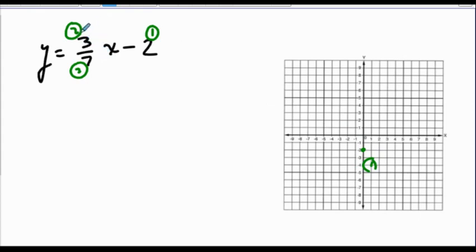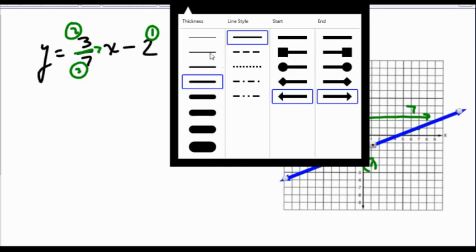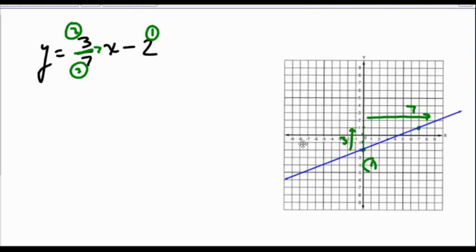Then I'm going to use the second number here, the 3, and I'm going to go up or down, and that's a positive 3. So I'm going to go up 3, 1, 2, 3 from that spot. And then I'm going to go over 7, and I'm always going to go to the right. So I went up 3, and then I go over 7: 1, 2, 3, 4, 5, 6, 7 puts me right there. And then once again, as always, I'm going to graph that line. Let me make it longer. Remember, we don't stop at the dots. Let's make it arrows. There we go. So there is our function.